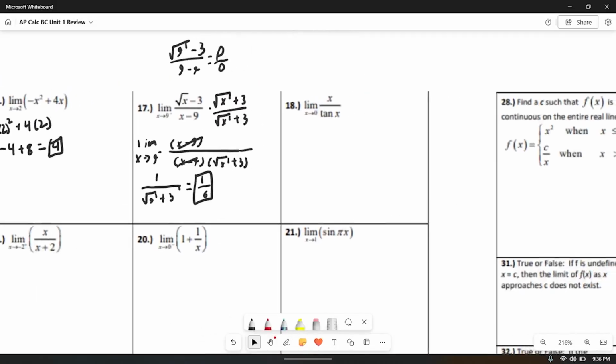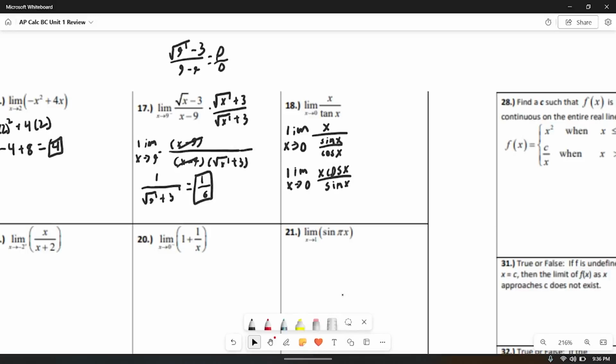Alright, now we have the limit as x approaches 0 of x over tan x. Remember, this is a unit 1 review, so we're not going to be using L'Hopital's rule because some people might not be there yet. But what we are going to be doing is turning tan x into sine x over cosine x, because you should know that from pre-calc. After we do that, we can do keep change flip. We can make it turn into x cosine x by multiplying by the reciprocal over sine x.